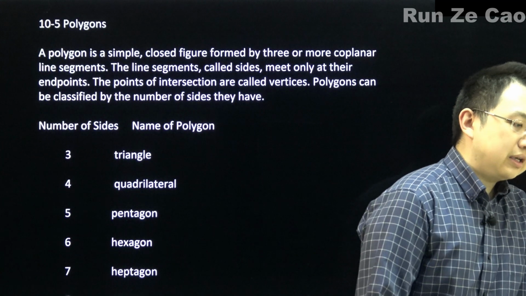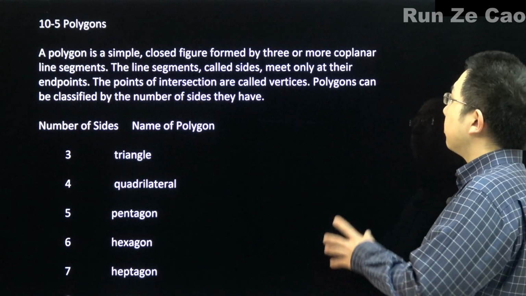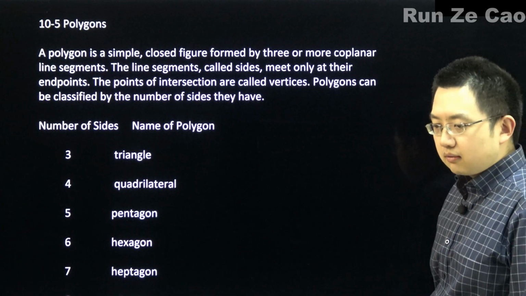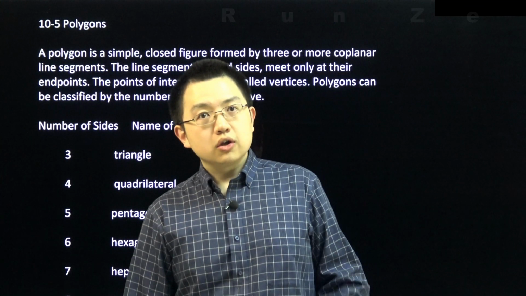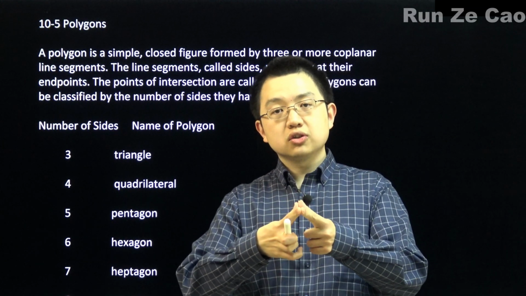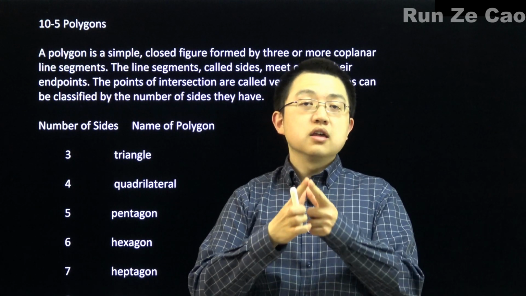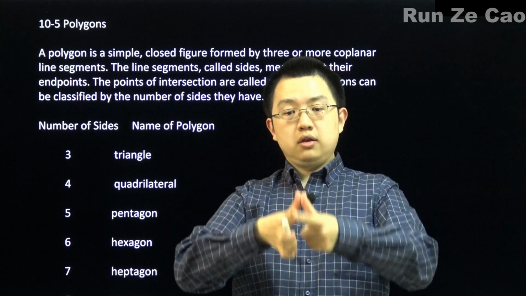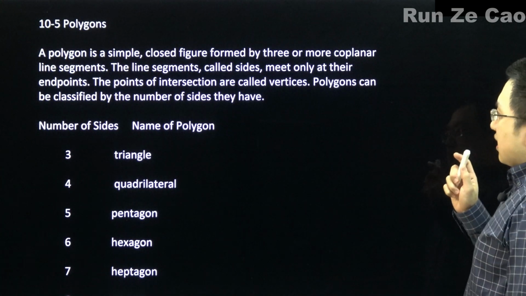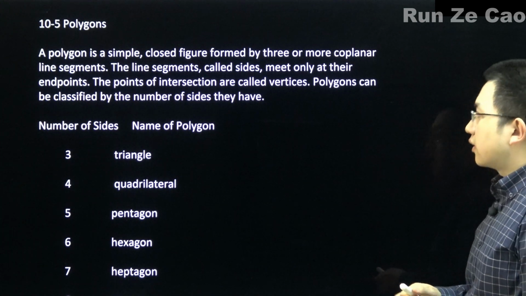Yeah, polygons are simple closed figures that are formed by coplanar, so in the same flat surface, line segments. Like, suppose you have a shape that's like this. It's in 3 dimensions. They're not all on the same flat surface. Okay? This would not be a polygon.